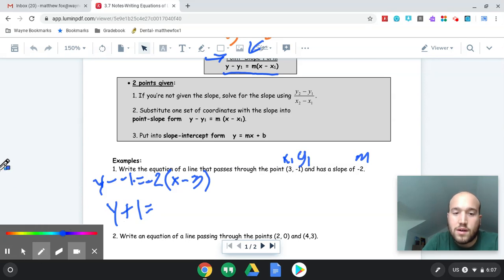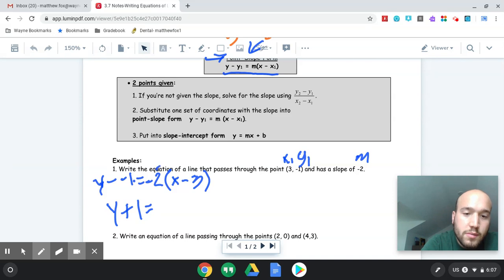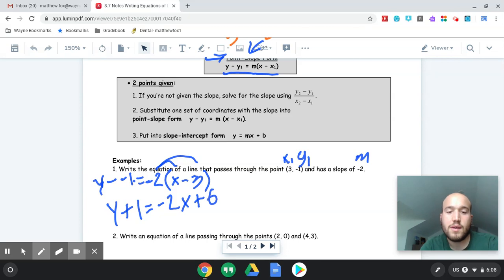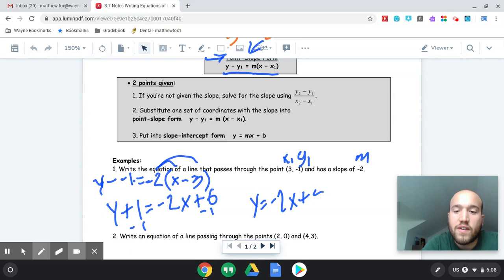Okay, so now we have to distribute this -2 in. -2 times x will be -2x. -2 times -3, that's going to be a +6. We're almost done. The final step to get the y isolated, we have to subtract 1 from both sides, subtract 1, and we're left with y equals -2x plus 5.